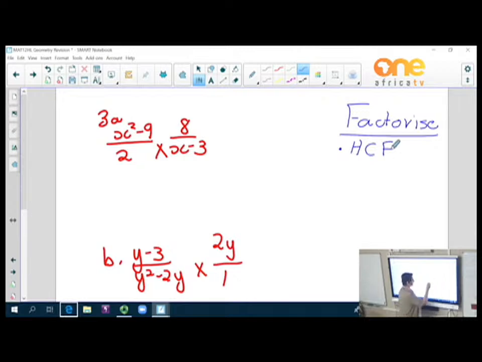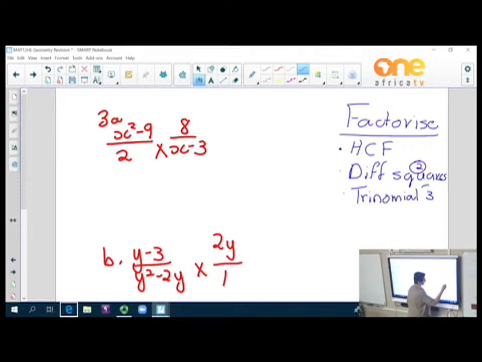So it's the highest common factor. It is the difference between squares. And remember, we said usually this is 2 terms. It is a trinomial, which is usually 3 terms, or it is grouping, which is usually 4 terms. So we are also looking now at factorization again. If you don't understand, please try to follow now here.